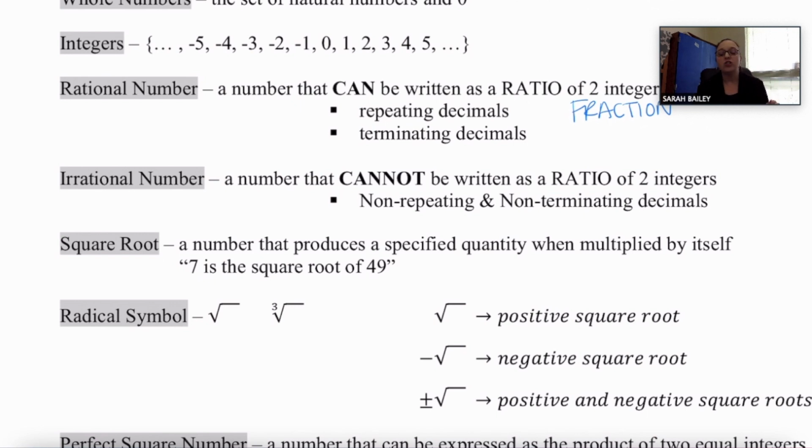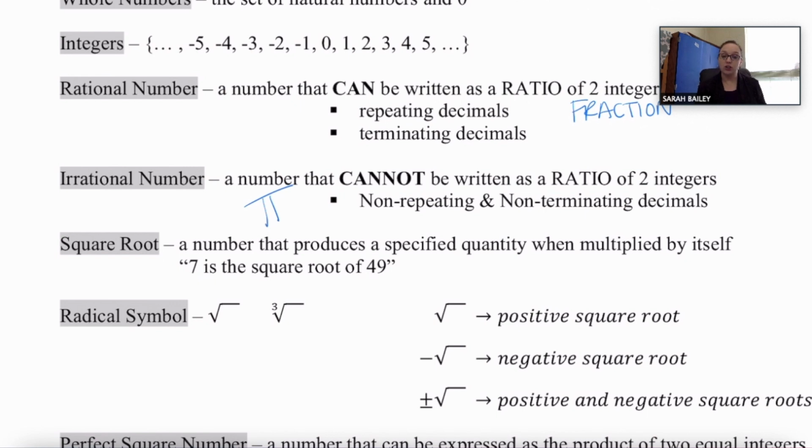An irrational number is any number that we cannot write as a fraction. And since we cannot write it as a fraction, in decimal form those are your non-terminating, non-repeating decimals, meaning they go on forever without any type of repetition. Okay? Your very most famous irrational number, guys, is pi. Pi is the most famous irrational number.